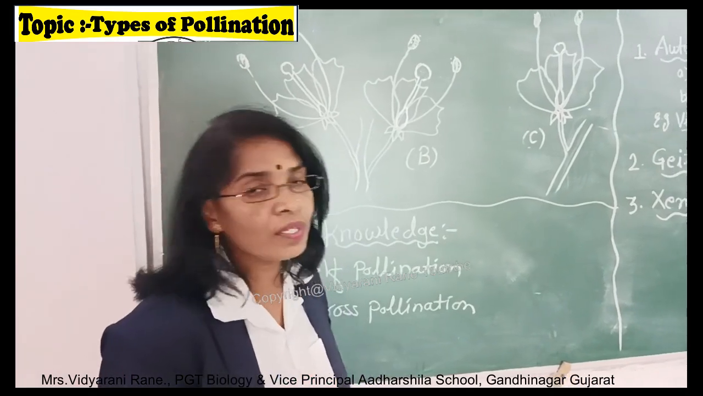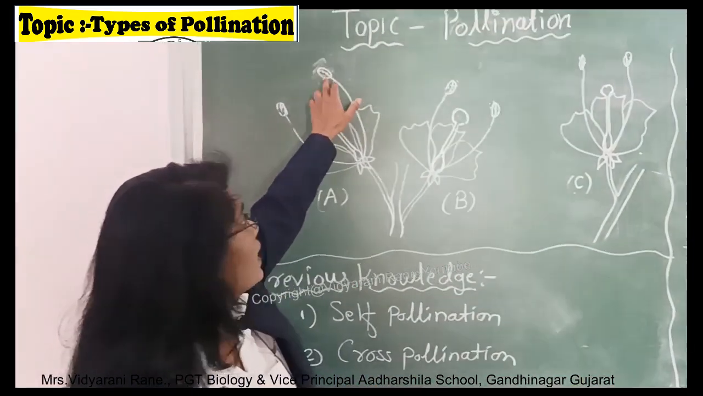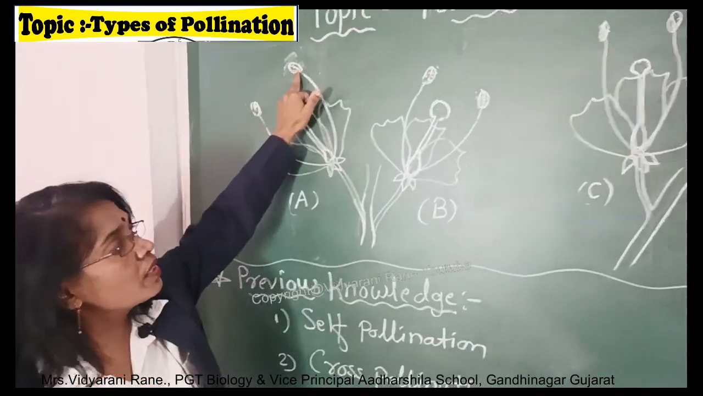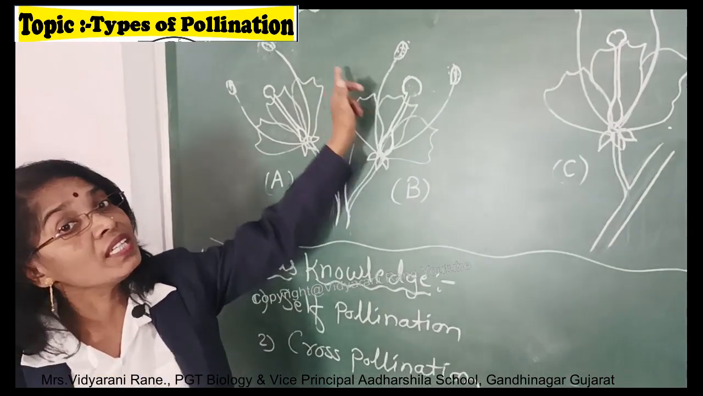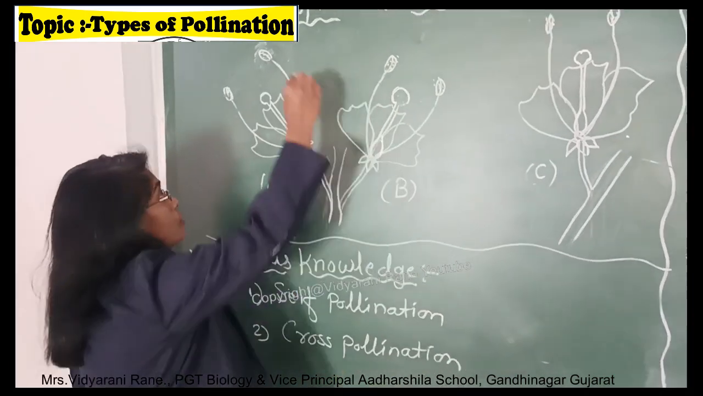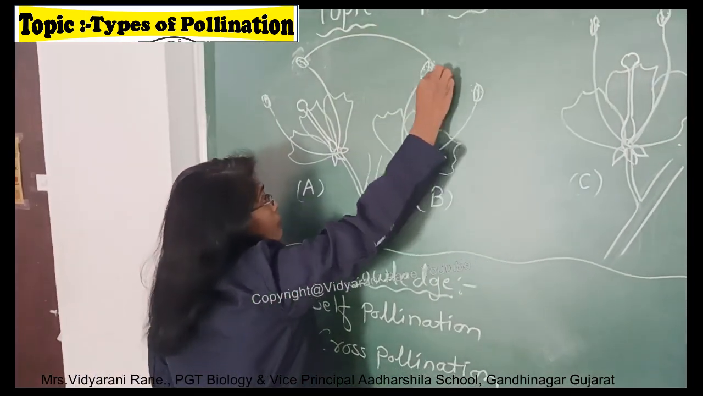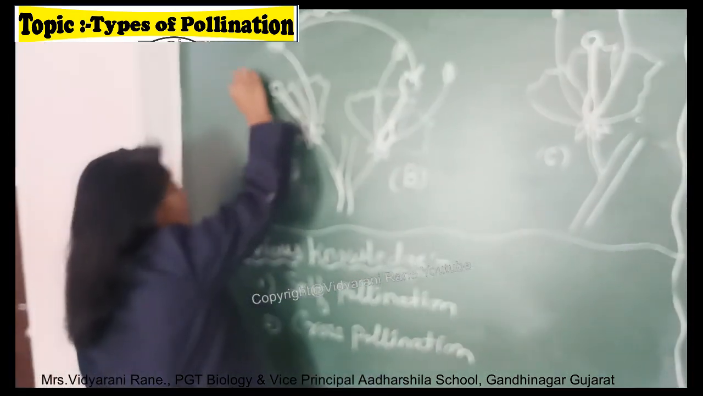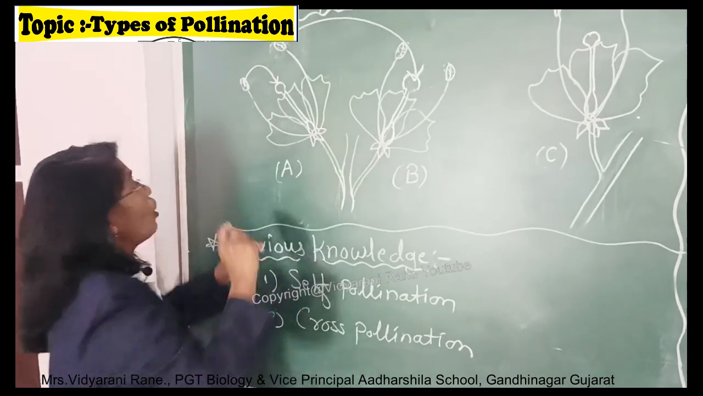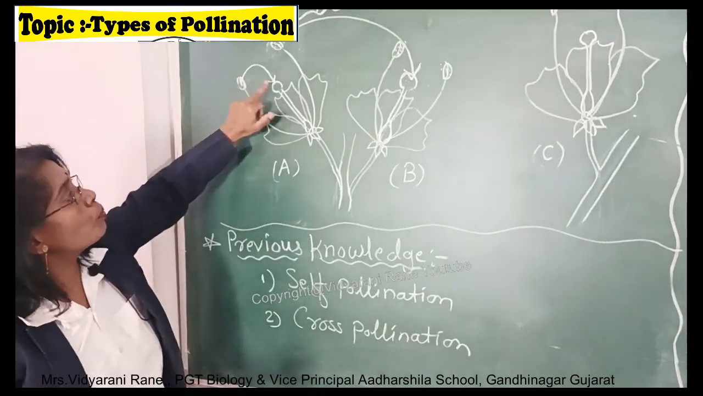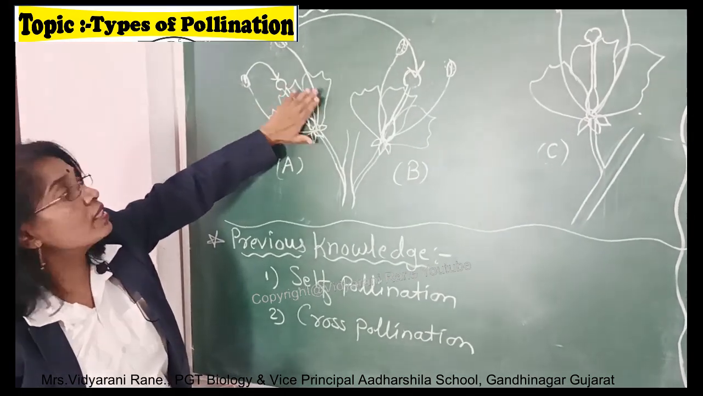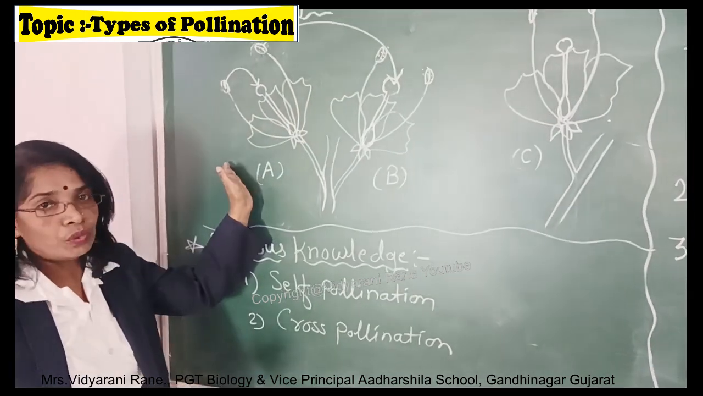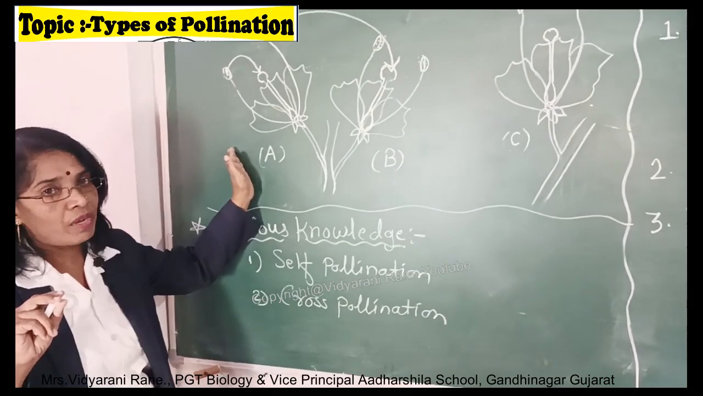And what is cross-pollination? Whenever the pollen grains of one flower's anther are transferred to the stigma of another flower, right? So transfer of pollen grains from here to here is cross-pollination. And when the transfer of pollen grains is from this anther lobe to this stigma in one flower, then this is called self-pollination. These are the two types of pollination you have studied.